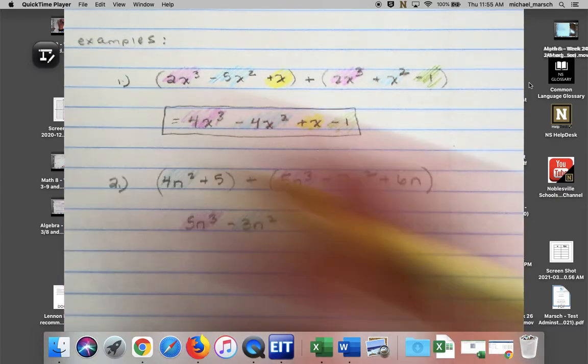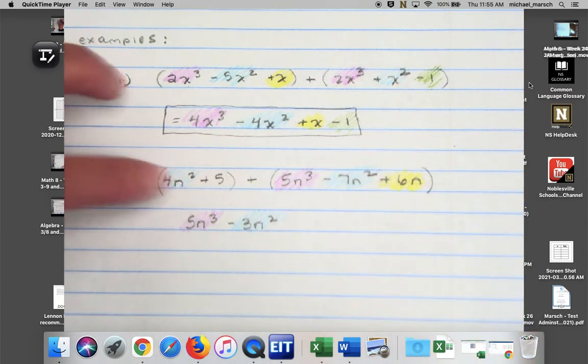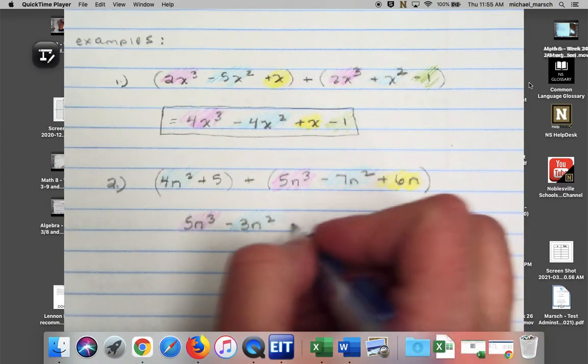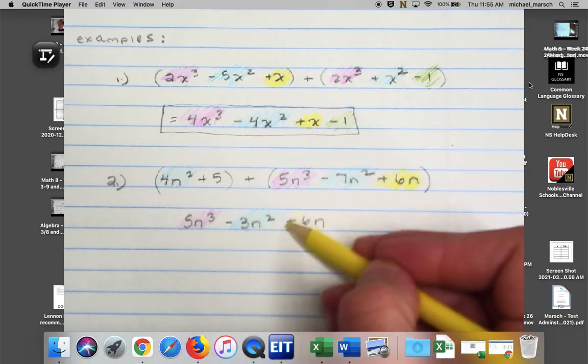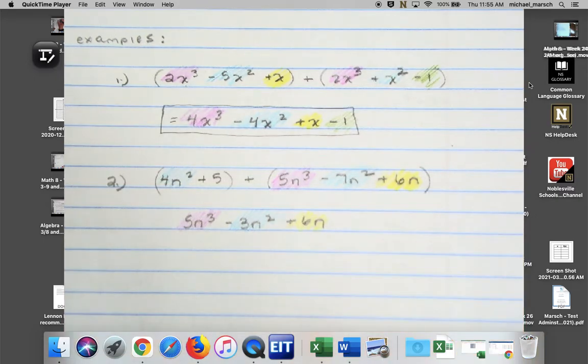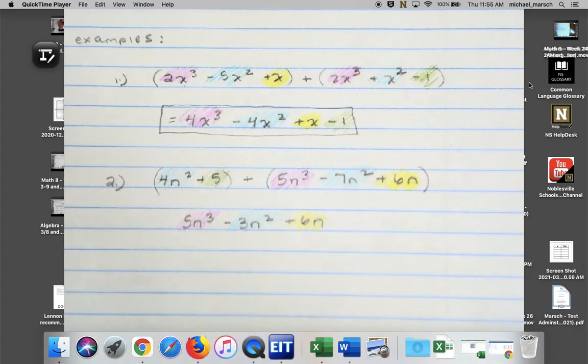And then I've got 6n over here, but I don't have any just plain n's over there, so I'm going to add my 6n. What about the 5? The 5 is also hanging out by itself, so it's just going to come down here like this.